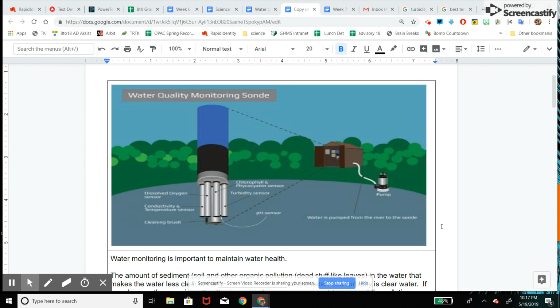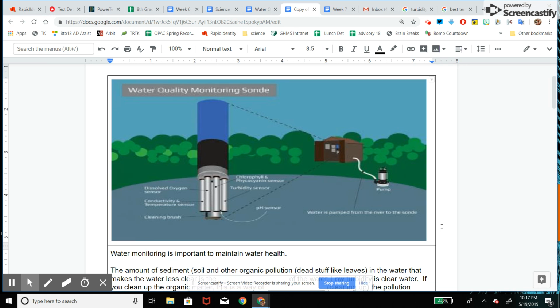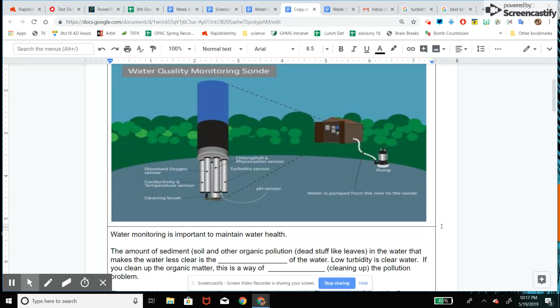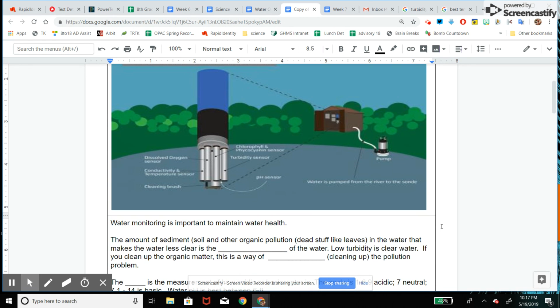Many of the things that we did outside way back last year. So let's look at the answers to these together. Water monitoring is important to maintain water health. The amount of sediment, whether that's soil or dead stuff like leaves in the water, makes the water less clear. This is the turbidity of the water. If low turbidity is clear, high turbidity would be very hard to see through.